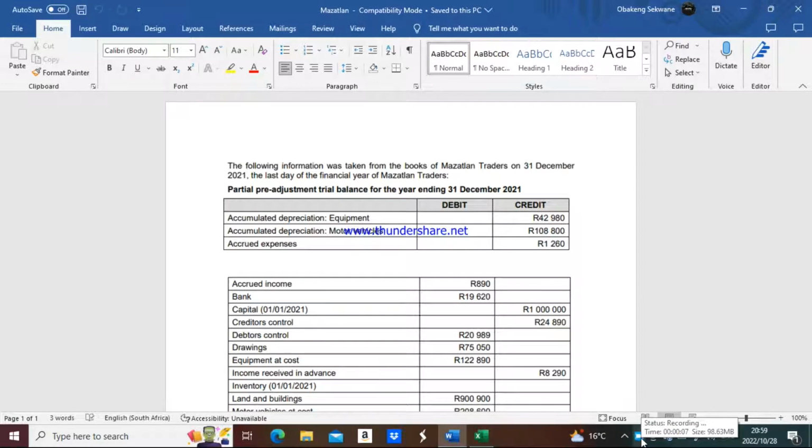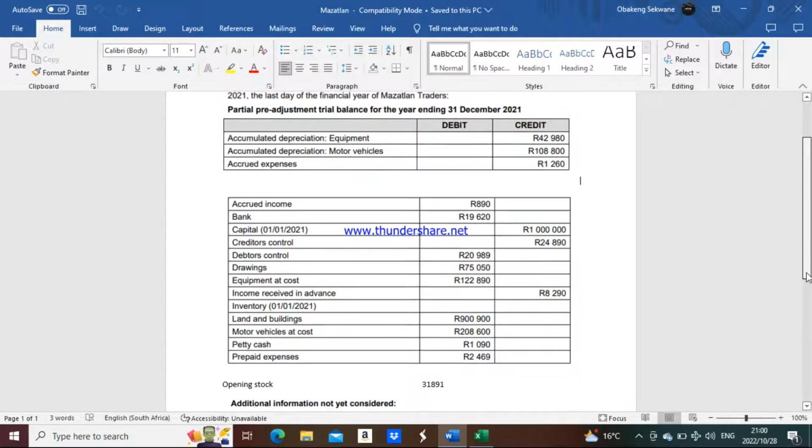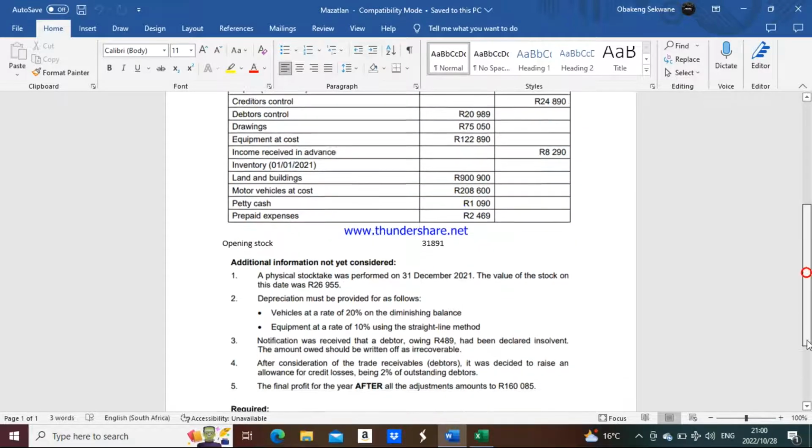Today I'll be doing the financial statement. Not the financial statement, the financial position or balance sheet actually. Yeah, the statement of financial position, and the company that we'll be dealing with is Mazatlan Traders. So here we're given our pre-adjustment trial balance, and our year end is 31 December 2021.